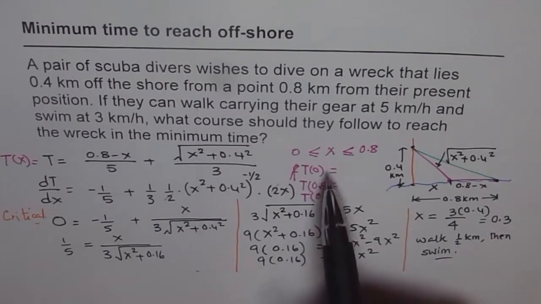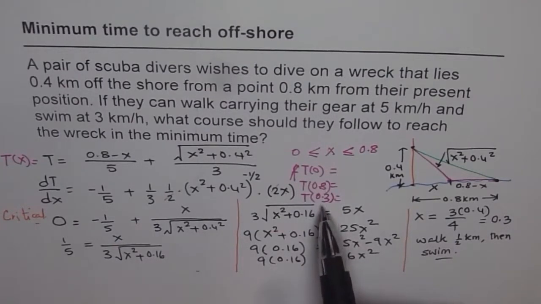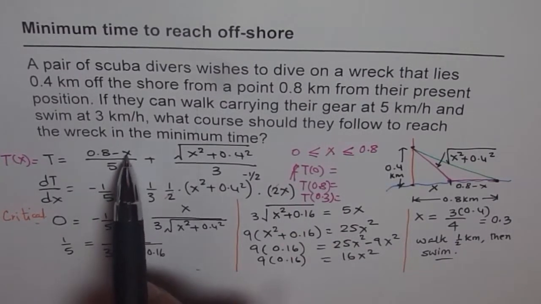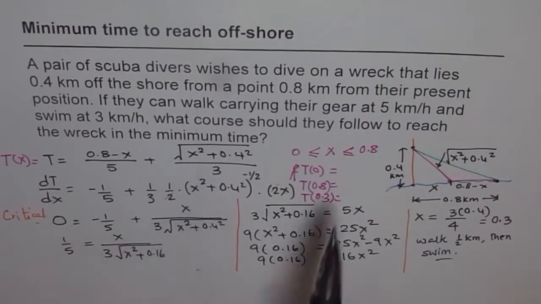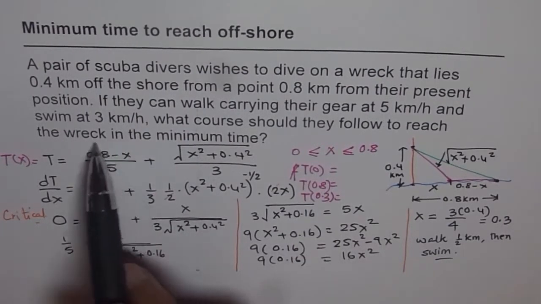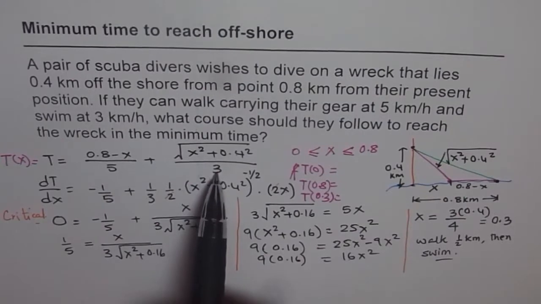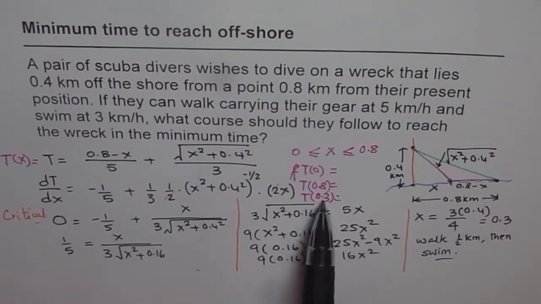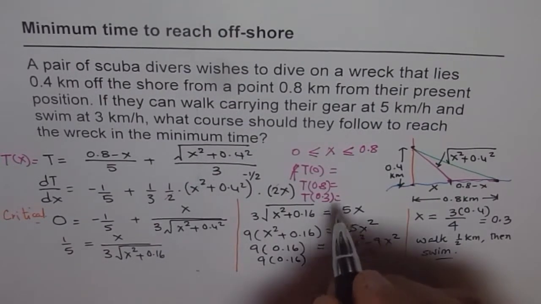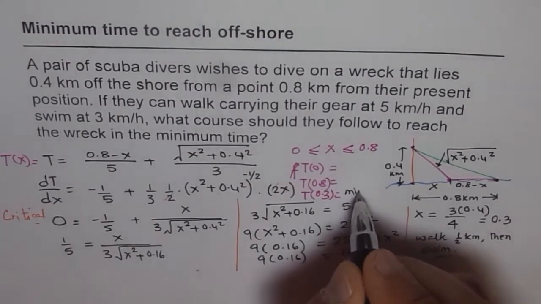But I'm leaving this exercise for you to do, how much time really it takes. So when you plug in 0 here, this will be 0, this will be 0, calculate your answer. Then you plug in 0.8, the whole fraction will be 0 here, you can calculate this. And then plug in 0.3 and check for yourself. That will be your minimum time.